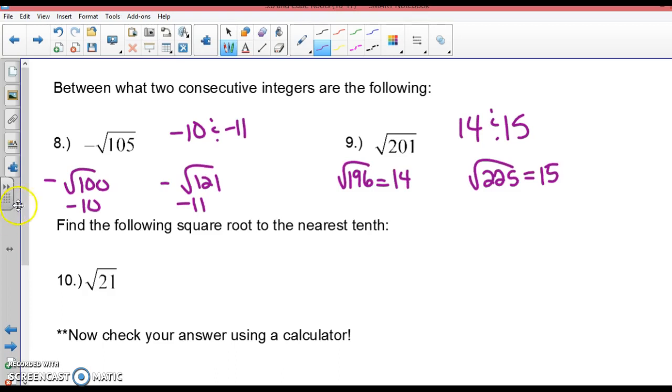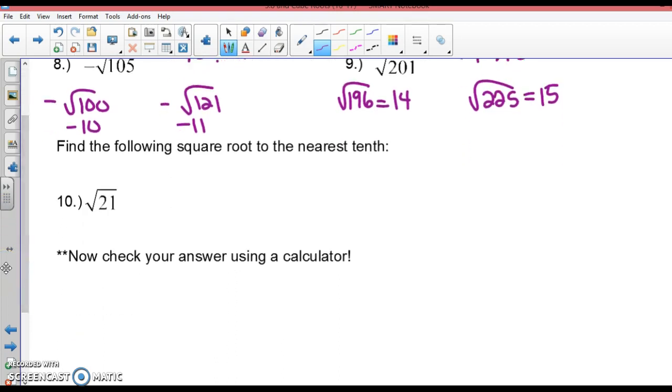Find the following square root to the nearest tenth. All right, so we're doing this estimating in our head. The square root of 21 is between the square root of 16, which is 4, and the square root of 25, which is 5. From 16 to 21 is 5, and from 21 to 25 is 4. So it's a little closer to 25. So I'm going to say maybe 4.6. And if you check that on your calculator, it does end up being very close.